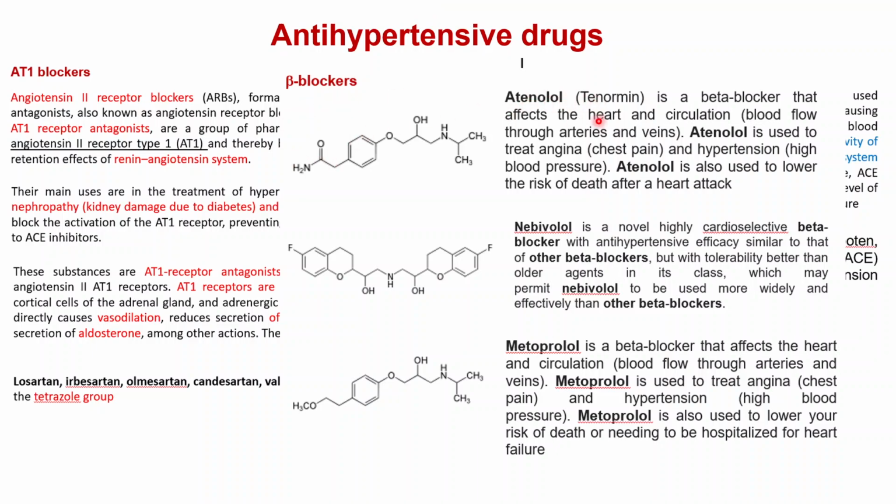So atenolol, for example, the commercial name is Tenormin, is a beta blocker that affects the heart and the blood circulation through the arteries and veins. Atenolol is used to treat angina, which is the chest pain, and hypertension. It is also used to lower the risk of death after the heart attack.